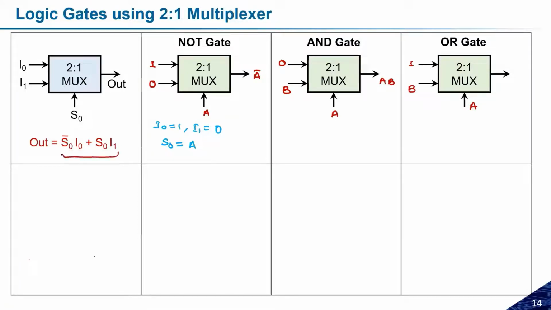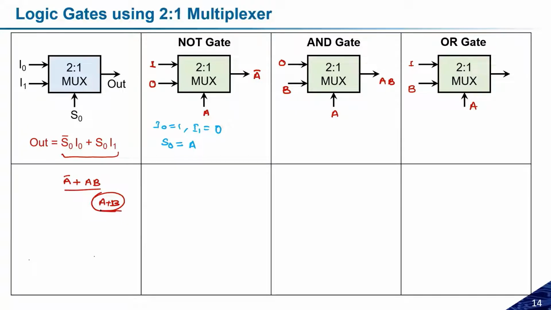So let us try to check. Based on this expression, what will I get? I0 is equal to 1, so I will get A bar plus, here I am giving S0 is equal to 1, so A bar into 1 plus A into B. Will this expression give you A plus B? Yes, this is the expression you said.